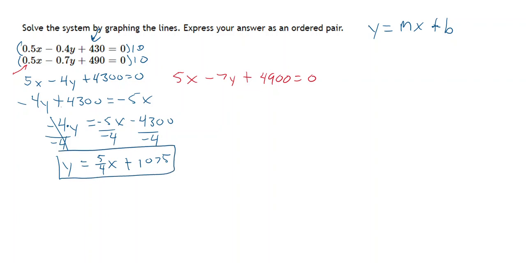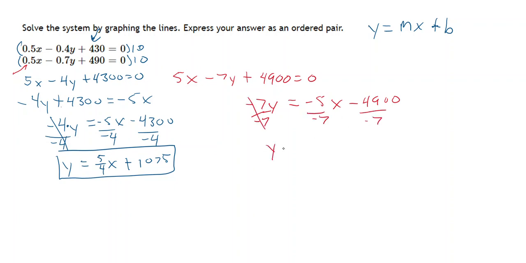So now we're going to do the same thing for the red line. I'll bring the 5x over and the 4,900 over. So we get negative 7y is equal to, so I'm just doing both at the same time here now, right? Negative 5x minus 4,900. Divide by negative 7, divide everything by negative 7.